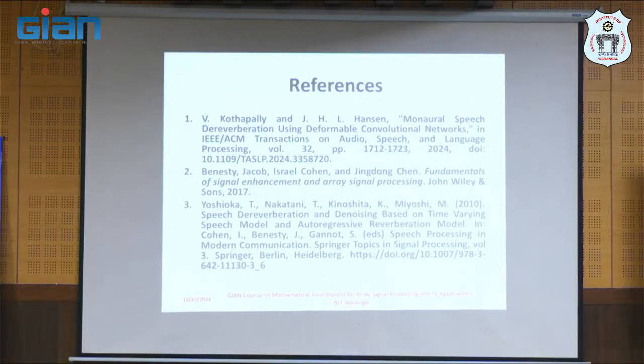So these are the references that we went through to make this presentation. The first one is a recently published paper on dereverberation, and this is the textbook of our professor. And this is also a book edited by our professor. This paper is not accessible; we have only gone through the abstract and the first page, which are available. The remaining part is not available, so we could not go through the entire paper.